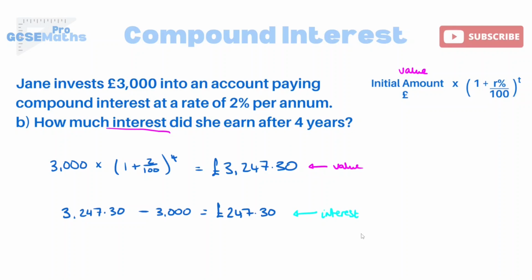So just be really careful. Have they asked for the value of the account? In which case, just use the formula. Have they asked for the interest? Okay, step 1, use the formula. Step 2, work out the difference to get the interest.